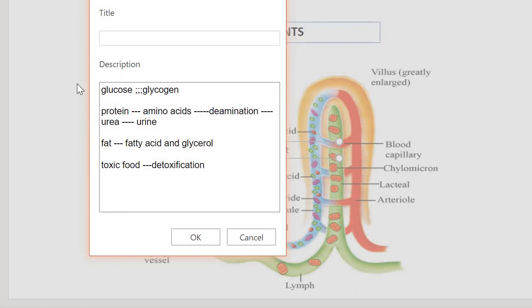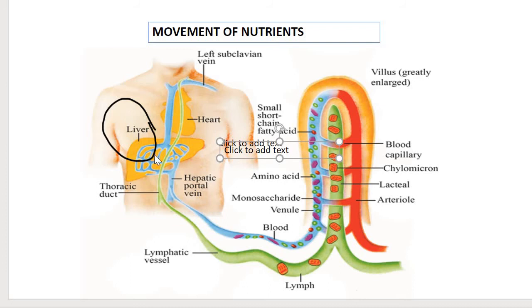Now, we have regulated glucose, we have regulated protein, we have regulated fat, we have detoxified toxic food. Now this food can enter into heart. Ab yahan se, this food can enter into heart because most of the material is regulated. So from liver, the food will enter into heart. This is now ready to circulate inside the body.